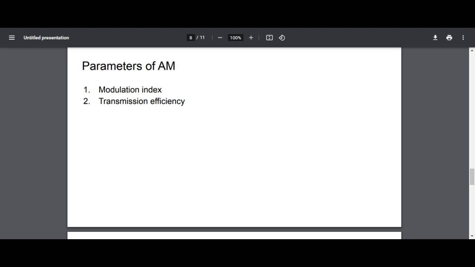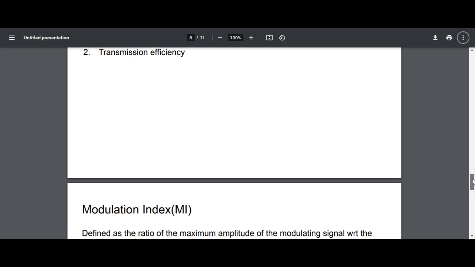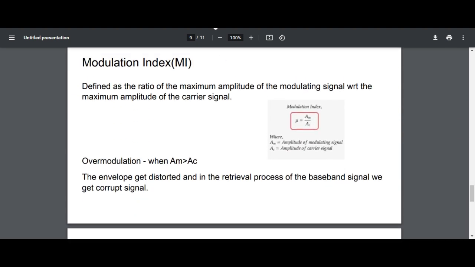We have completed the basics of amplitude modulation and its frequency representation. Now let's have a look at the parameters that affect the quality of the amplitude modulated signal. One is the modulation index and the other is transmission efficiency. Modulation index is defined as the ratio of the maximum amplitude of the modulating signal to the maximum amplitude of the carrier signal. The formula is μ = Am / Ac, where Am is the amplitude of the message signal and Ac is the amplitude of the carrier signal.